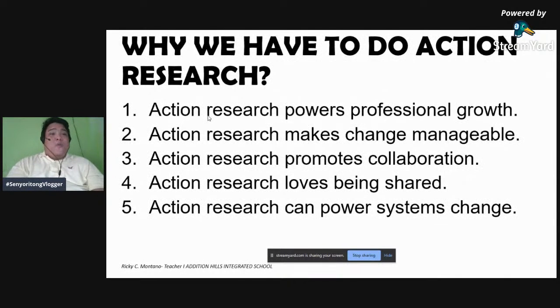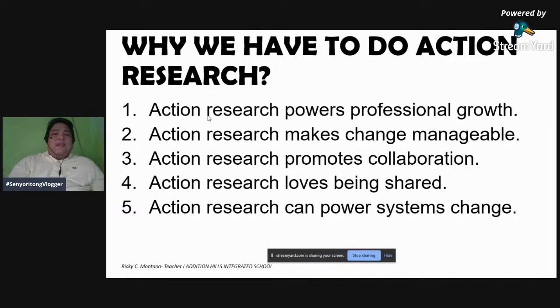Okay, next is why we have to do action research. So the question is, who the hell cares? If you say, why do I need to do this? Why do I have to do action research? It's not important. Some of us may say that. But some of us may also say, yes, it's very interesting. Action research is very interesting. Like, yes, you are right.